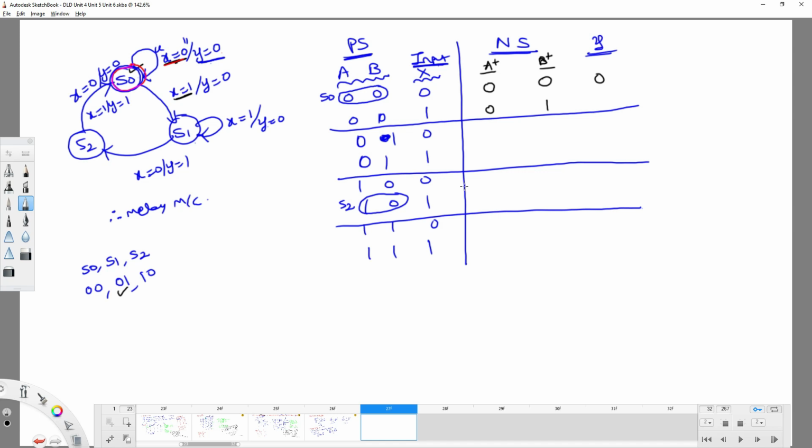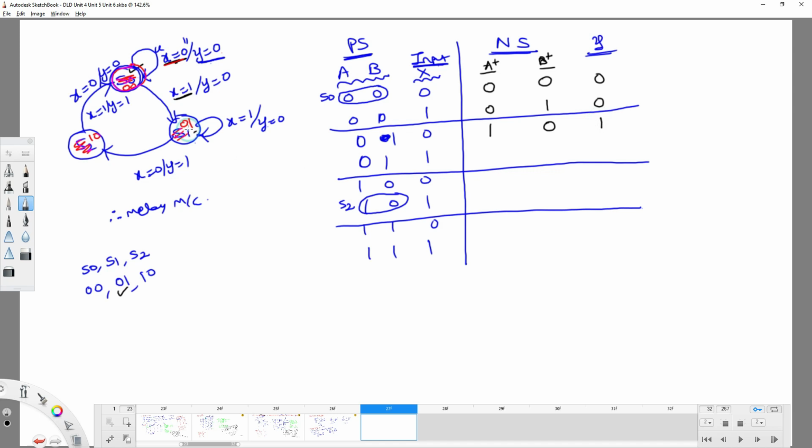And Y value will be again 0. For 0 1, if you have confusion, just replace S0 with 0 0, S1 with 0 1, S2 with 1 0. Now we can get the clear idea, right? Yes. For 0 1, if I give the input 0, I am going to move to 1 0 and producing the output 1.